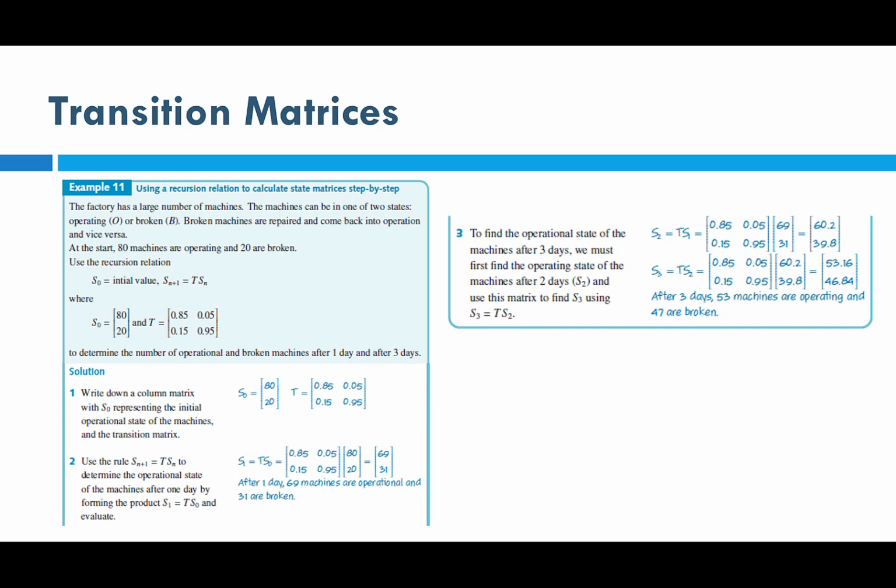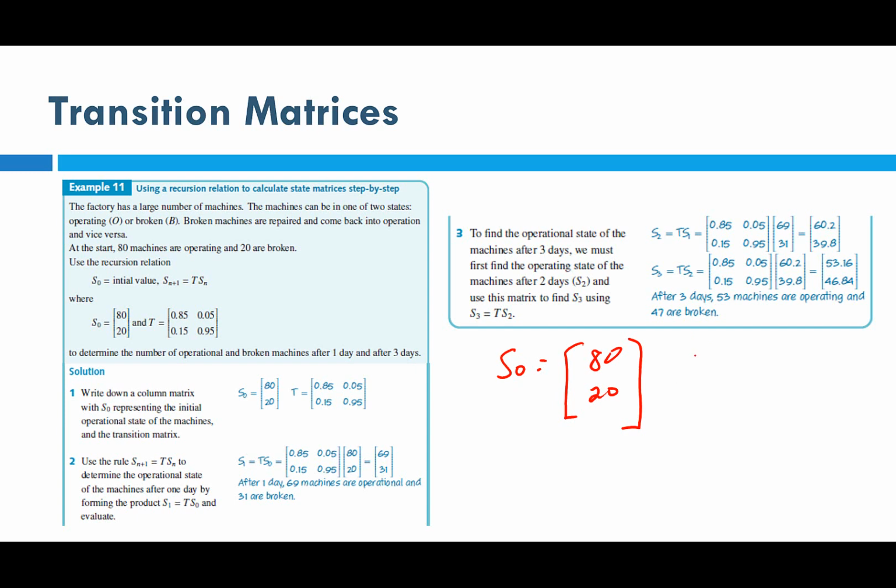Right, let's have a look at this example. Using a recurrence relation to calculate state matrices step by step. So the factory has a large number of machines. The machines can be in any one of two states, operating or broken. Broken machines are repaired and come back into operation. Sound familiar? We've already done that. At the start, 80 machines are operating and 20 are broken. So automatically at the start, I have 80, 20.